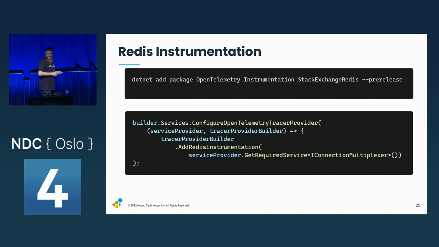Redis is the same. The setup, though, is slightly different, because to do Redis, we actually need access to the connection multiplexer. So on that one, you've actually got to set it up slightly differently, which is using something called the configure method. Configure OpenTelemetry provides you a delegate with access to the service provider and the tracer provider builder, which means it doesn't run until the service provider has actually been started up. So you can go and get some services and use those in your setup. You can build your own like this. Just for Redis, that's how that one works.